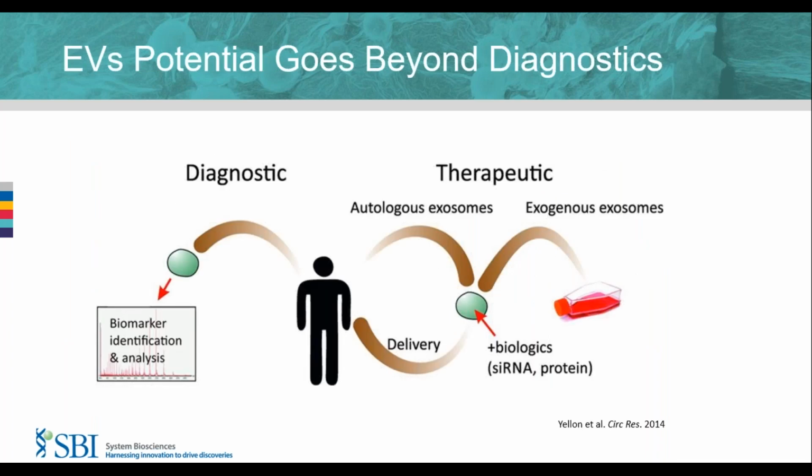Not only this, one could also envision a situation where after assessing a biomarker and identifying a given microRNA or protein that needs to be modified, one could isolate exosomes from these given patients, modify them with the appropriate siRNA or protein, and then put them back for treatment.